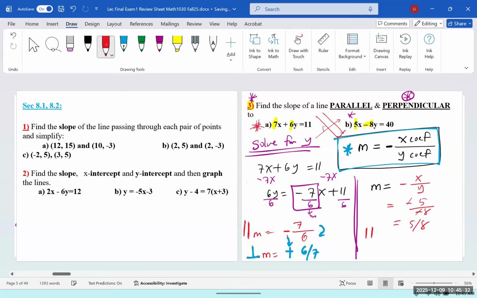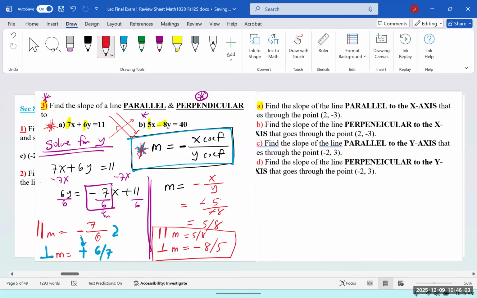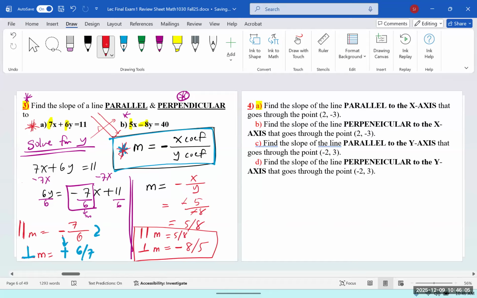So this is the slope of the parallel line, the same slope. But the perpendicular line has the negative reciprocal slope. That means you change the sign and flip the fraction. So the fraction will be -8/5. You have two choices: either solve for y, or use the shortcut. And one of the scenarios you'll see in the final.